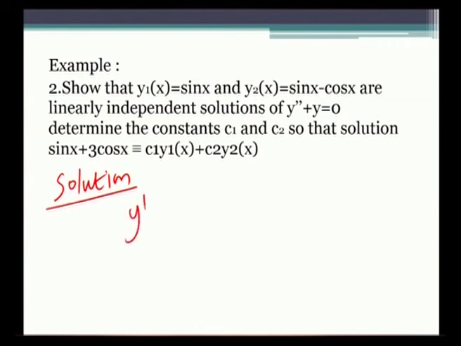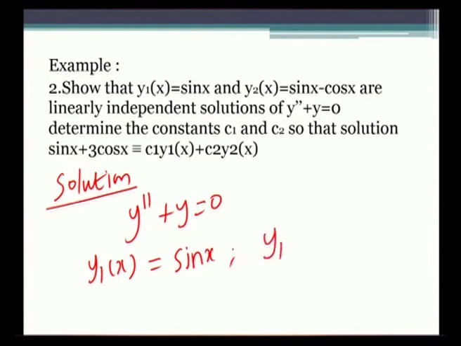Given equation is y double prime plus y is equal to 0. Here y1 of x is sin x, then y1 prime of x, that is the first derivative of y1 of x, is equal to cos x. Then the second derivative of y1 of x, that is y1 double prime of x, is equal to minus sin x. Substitute these values in the given differential equation.